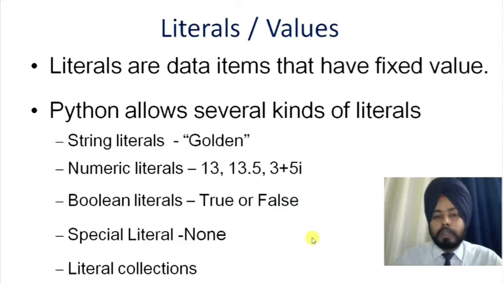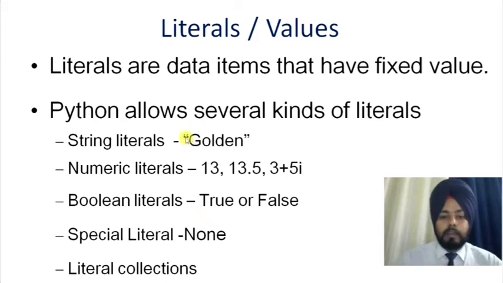Next topic is literals or values. Literals are data items that have fixed values. Python allows several kinds of literals. String literals, for example, golden. Numeric literals, numbers like 13, 13.5, 3 plus 5i. Boolean literals, they are true or false. Special literal, none, and literal collections.